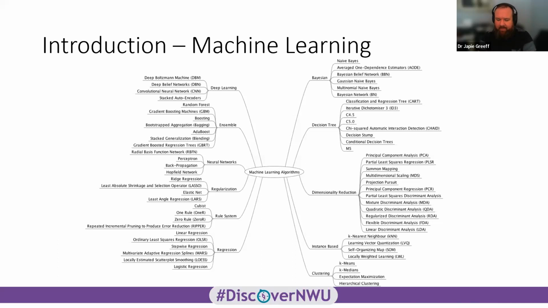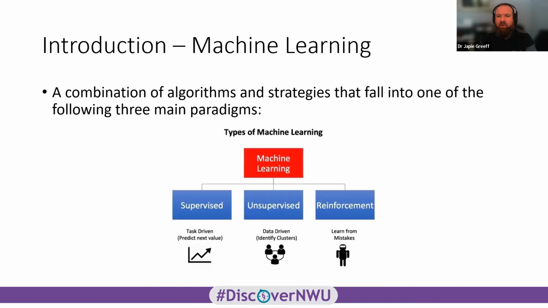But when you start looking at all of these algorithms, you find that they roughly organize themselves into three main paradigms. So under machine learning, we've got the three paradigms of supervised, unsupervised, and reinforcement learning. Now, we're going to be talking specifically about supervised learning, but the other two fields are also very well researched and have their own benefits of using them.